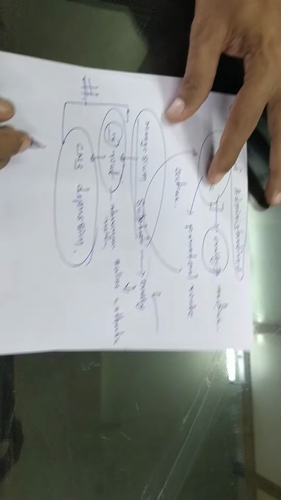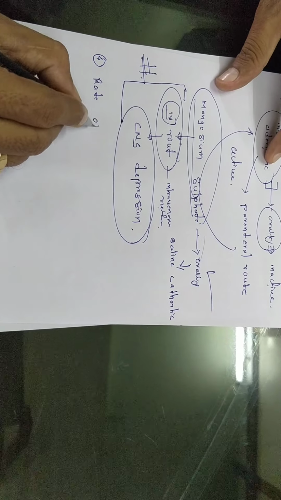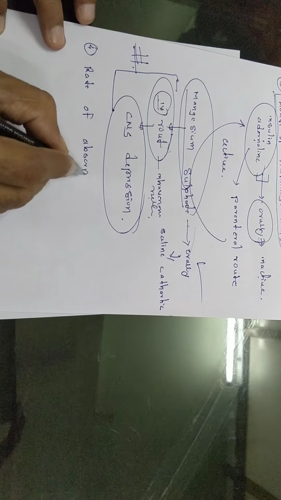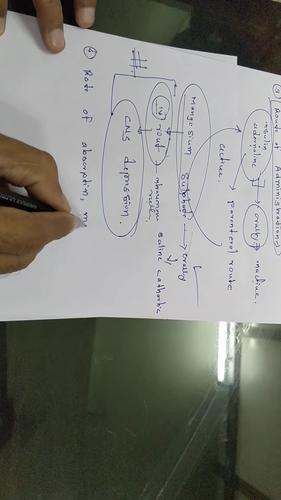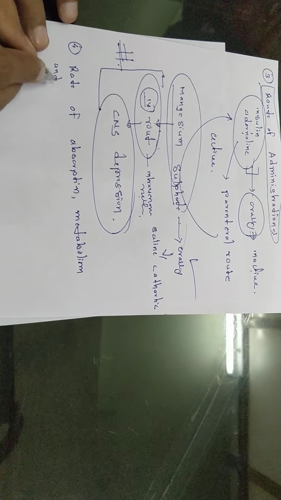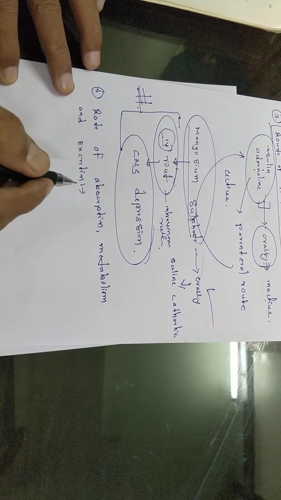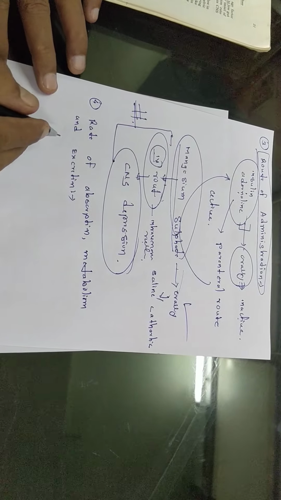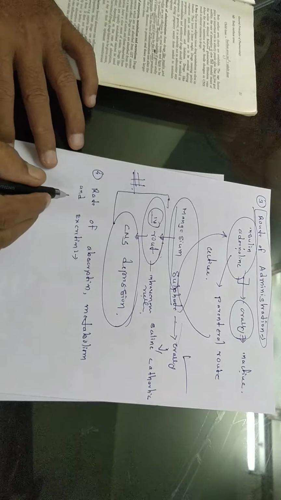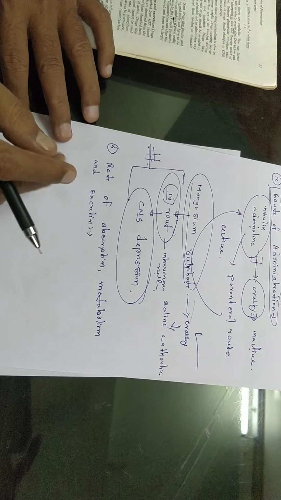Okay. Now the next factor: the rate of absorption, metabolism and excretion. In any route, drug absorption, metabolism and excretion take place in the body, but not all drugs act at the same rate. Many drugs have different rates of metabolism and excretion.